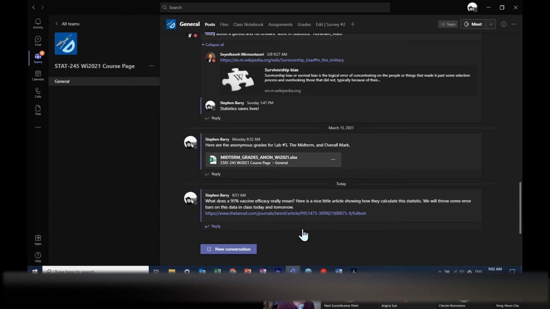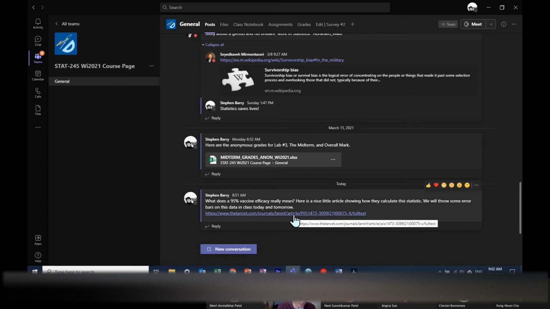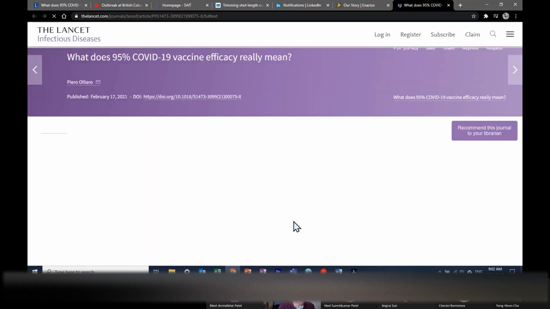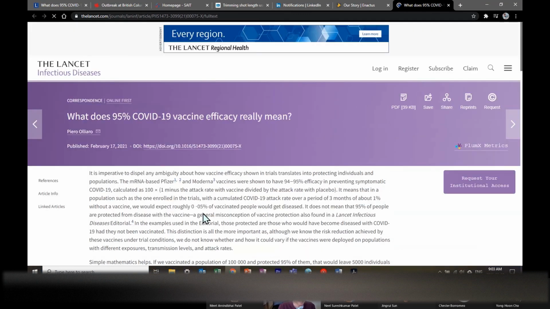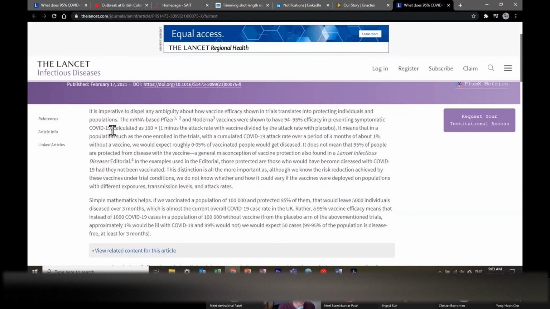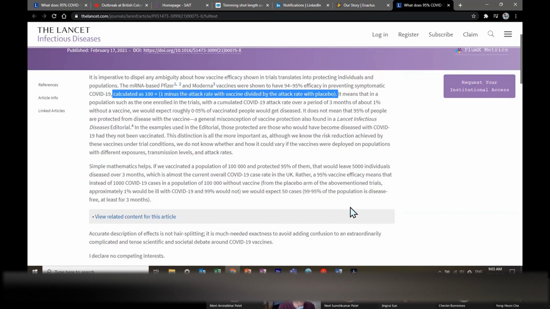When you hear that the Pfizer or the Moderna vaccine is 95% effective, what does that mean? How do we make sense of that? Does it mean that 95% of people that are given the shot don't get it? Well, it turns out that's not how they calculate it, but it's close. This is how they calculate it here: 100 times 1 minus the attack rate with vaccine divided by the attack rate with placebo.